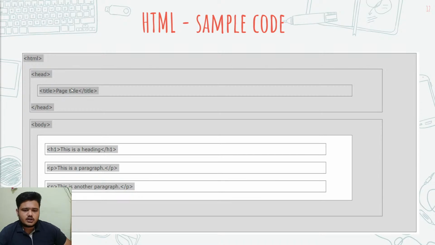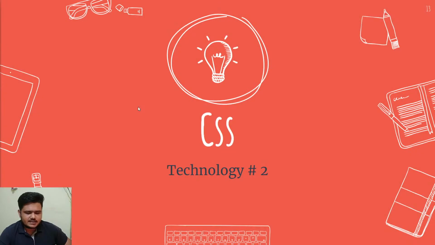Okay, so now as we have understood the basic gist of what exactly HTML is, and a basic example of how we code in HTML, let's move on to the next technology, which is CSS. If we talk about CSS, this is one of the basic technologies which is used in front-end development.